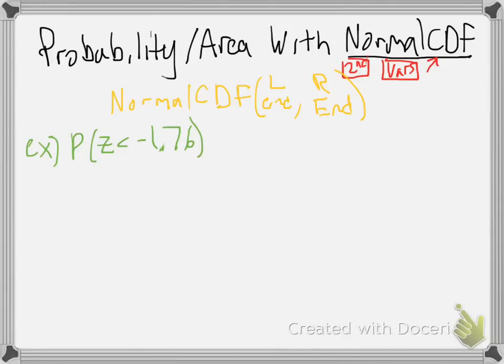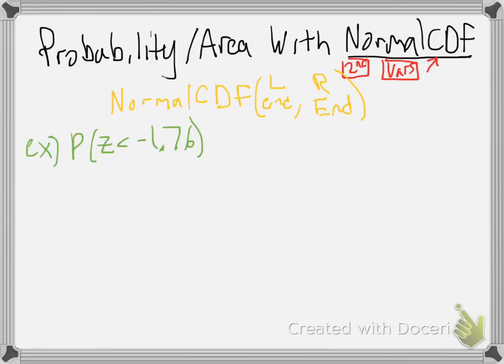I'm going to do some examples from section 6.5 where we're finding probability and area using the normal CDF. Now the book is going to show you how to use the tables. This is mostly a display about how to use the normal CDF to find probability and area.